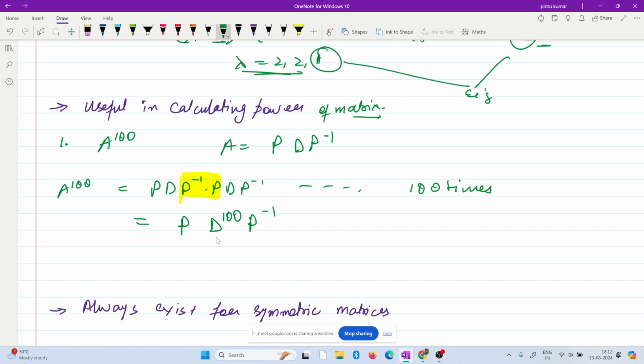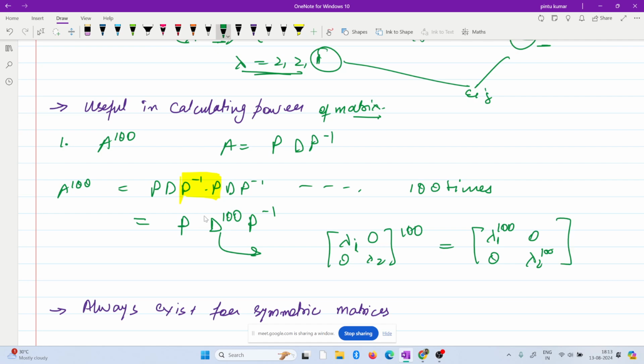And calculating powers of a diagonal matrix is very easy. So let's say you have a diagonal matrix with lambda 1, lambda 2 on the diagonal. If you want to raise this to the power 100, no matter what the size of the matrix is, you can just raise the diagonal entries to the power that you want. So this is very easy, and then you can calculate high powers of the matrix pretty easily.